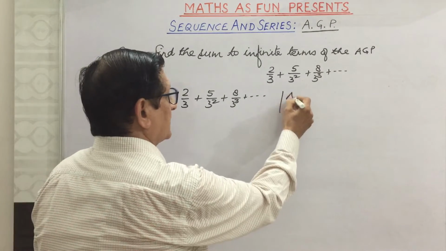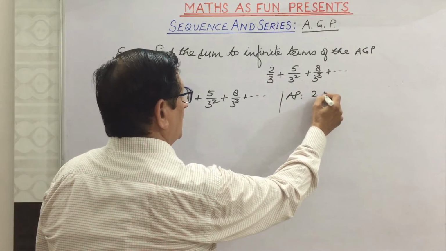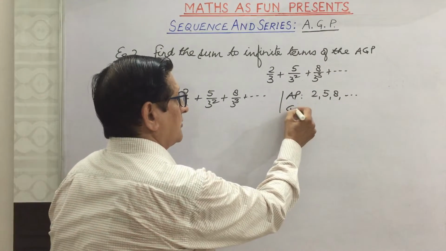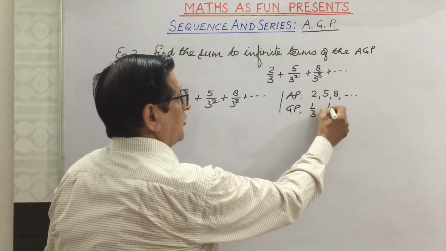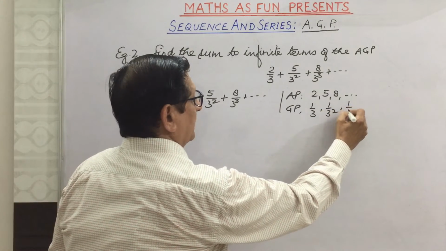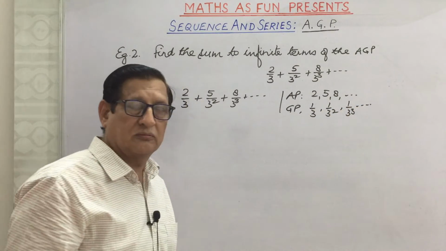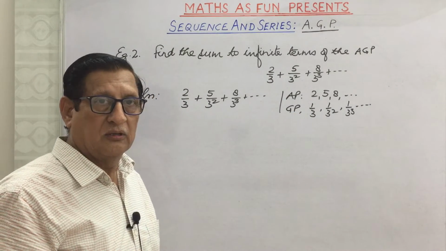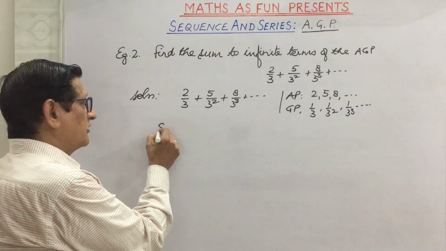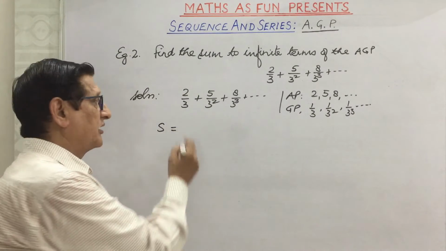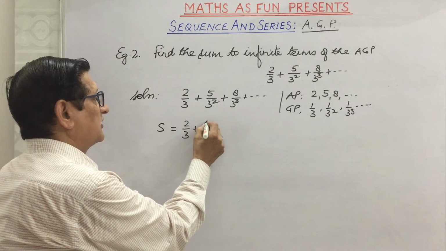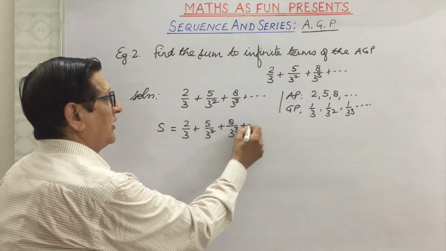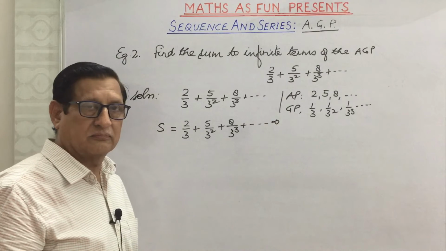Here we find the AP is 2, 5, 8 and so on. The GP is 1 upon 3, 1 upon 3 square, 1 upon 3 cube and so on. The common ratio here is 1 upon 3. Let the sum of infinite terms be S, and that is 2 upon 3 plus 5 upon 3 square plus 8 upon 3 cube and so on up to infinity.